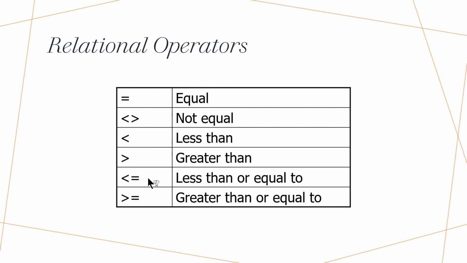And next one we have less than equals to. In case of less than equals to, this will return true if the first number is less than or equals to the second number. And the last one is greater than equals to. In this case, this will return true if the first number is greater than or equals to the second number.